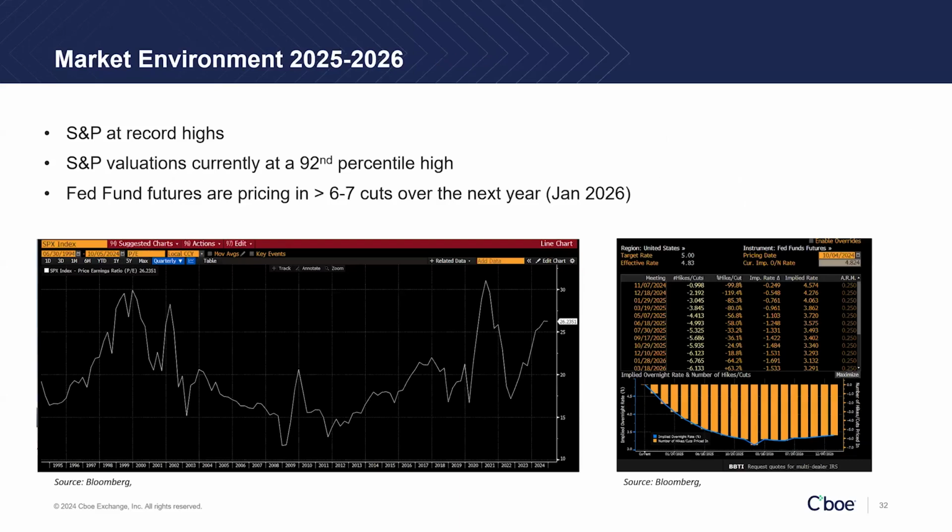So to summarize the outlook going into next year: S&P is at record highs. S&P valuations are currently high, at the 92nd percentile, and Fed fund futures are pricing in about 6 to 7 cuts over the next year. Meaning that we're going to see decreased yields for many instruments going into next year.